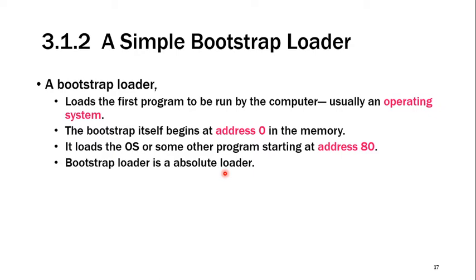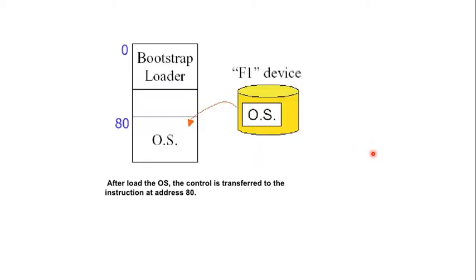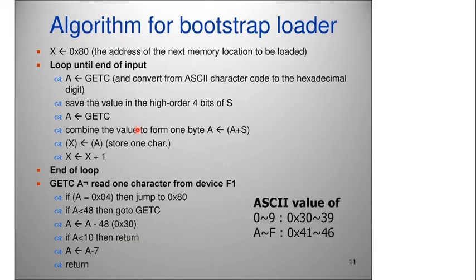And right now we are dealing with the SIC/XE machine architecture, so it starts loading from the address 80. Now what will happen here? As I said, first you need to keep fetching the characters from the F1 device, convert them into hexadecimal values, and then keep loading them to the memory starting from the address 80. So here is the complete process.